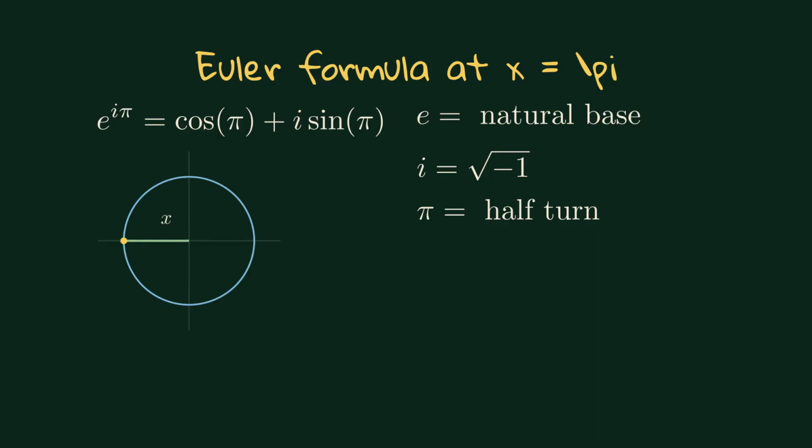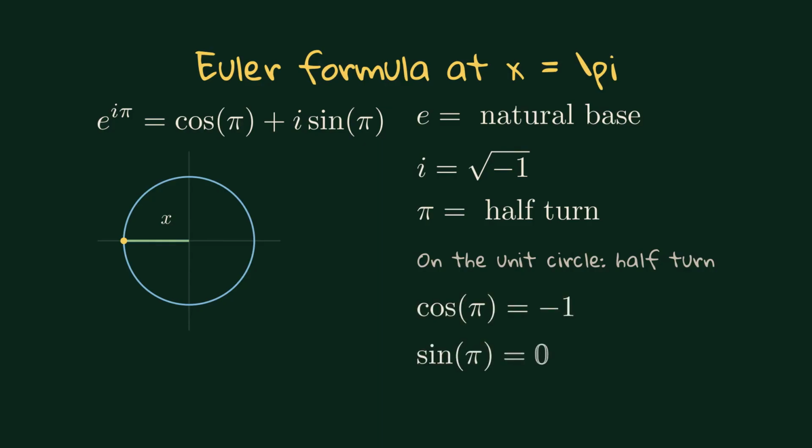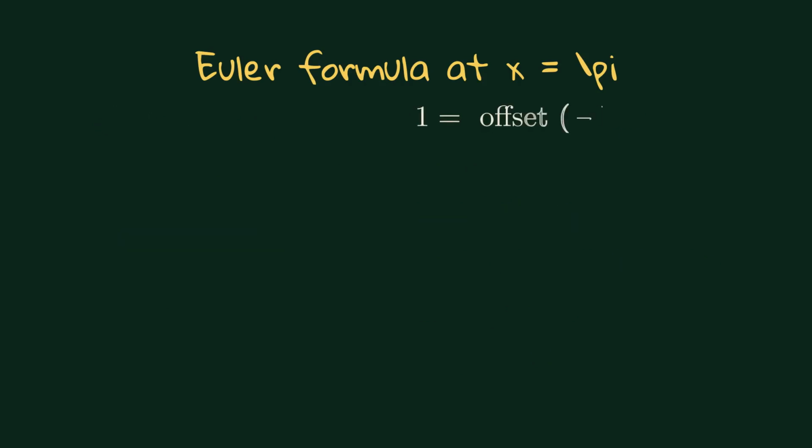On the unit circle, pi means half a turn. Cosine of pi is -1. Sine of pi is 0. So e to the i pi equals -1 plus i times 0. i times 0 is just 0. So e to the i pi equals -1. Add 1 to both sides, you get e to the i pi plus 1 equals 0. Here, e is the base of the natural exponential.